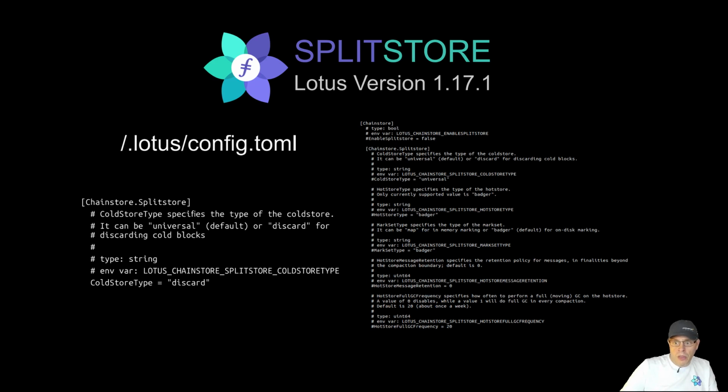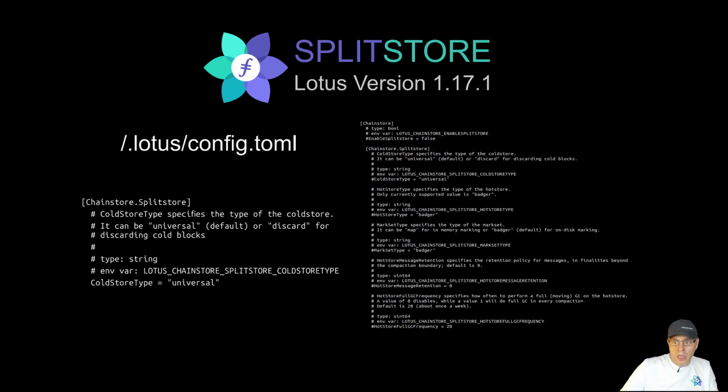For developers and node operators who do need to query historical chain data, you need to set Universal. This will still provide the considerable benefits of the SplitStore feature, such as moving the bulky cold store to slower storage media, but you will retain the ability to perform historical chain queries.